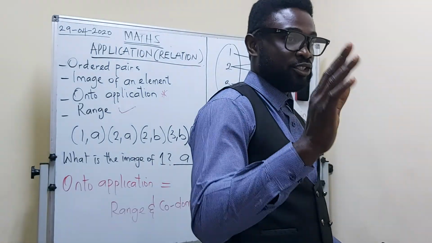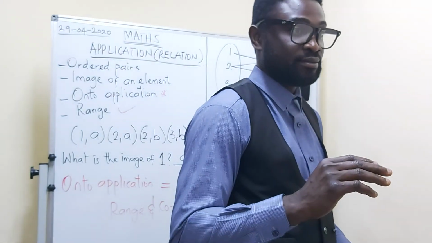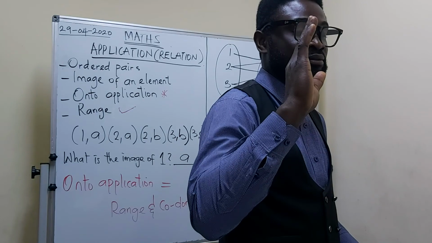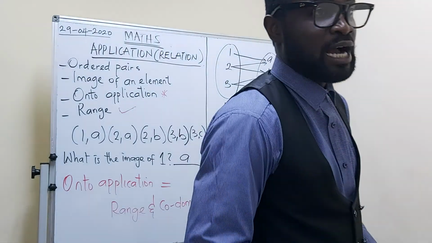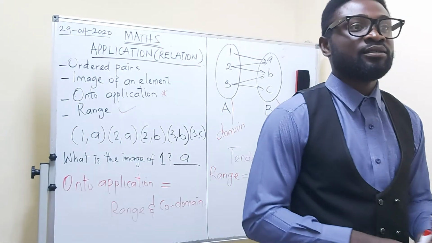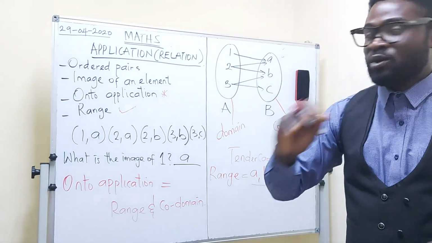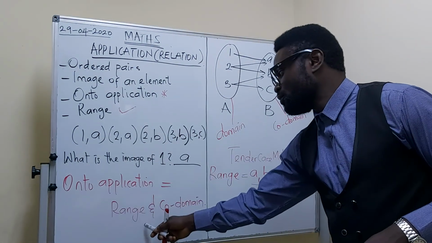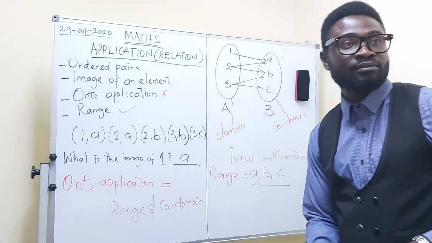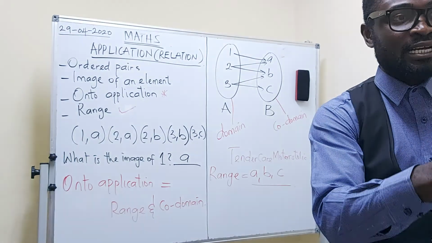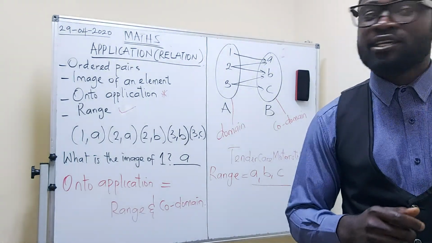Daniel, do you understand that? Wave your hands if you understand what I've just explained now. Michael, Amepa, wave your hands if you understand what I've just explained about onto, range, and codomain. Amepa, wave your hands if you understand. If you don't understand, you can shake your head like this.